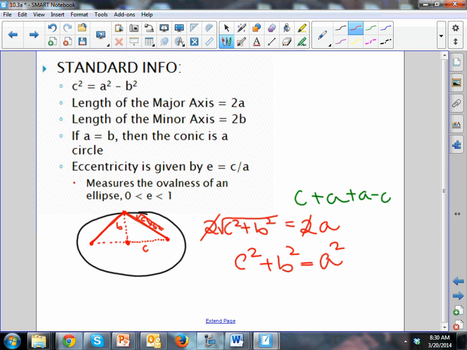Eccentricity. We find eccentricity by c over a. Our eccentricity will always be from 0 to 1, and it measures the ovalness of our ellipse. So the closer to 1 is more circle. What do you think? Closer to 1, it's more circle? Closer to 0. Oh, okay. So the bigger the eccentricity, the more oval it is.